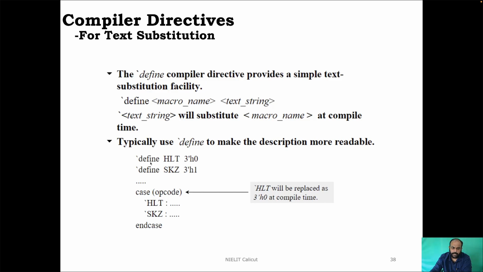For example, in the usage below, it is written `define HLT 3'h0, `define SKZ 3'h1. So whenever we further use `HLT with a tick mark, the compiler will read it as equal to 3'h0. Whenever it sees the opcode `SKZ, it will be read as equal to 1. So just like parameter here, this is yet another method for assigning a string or a constant value to a text macro.